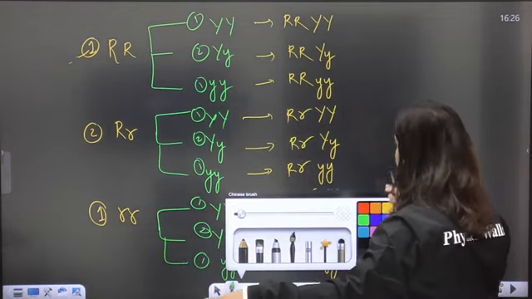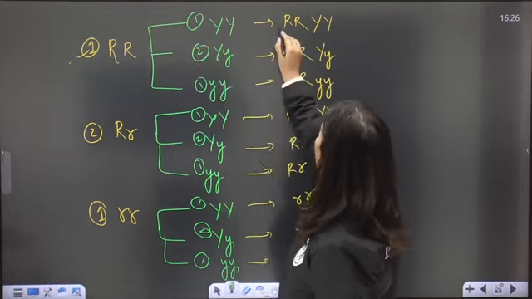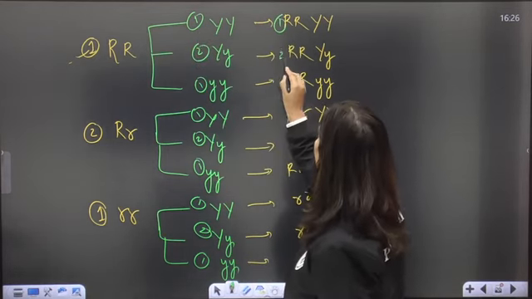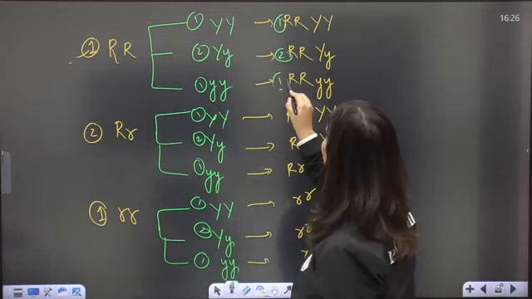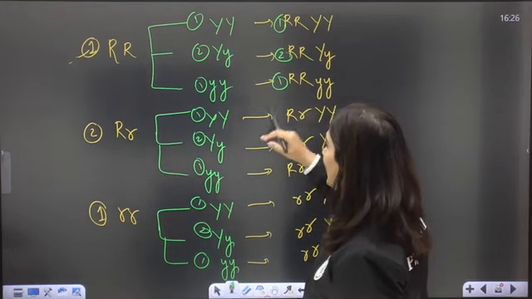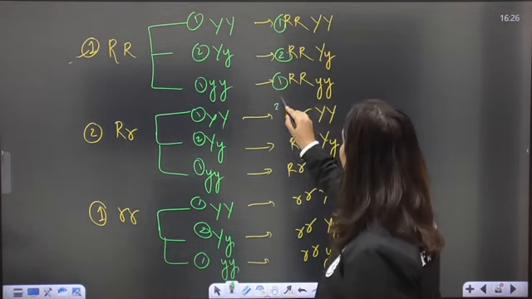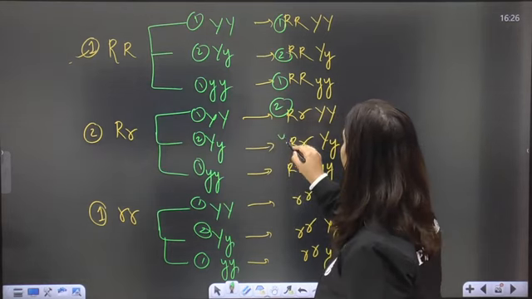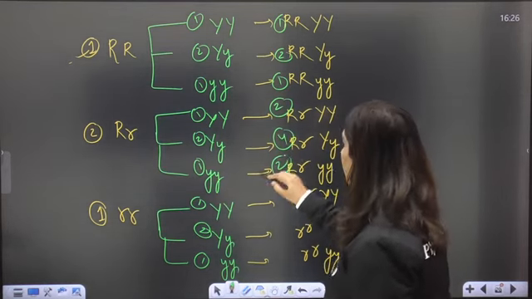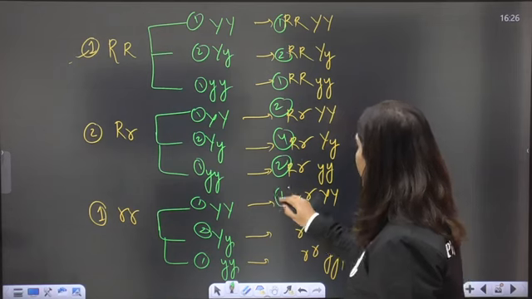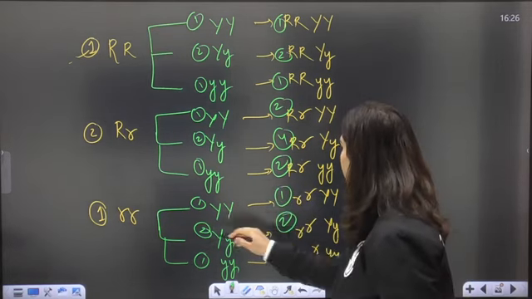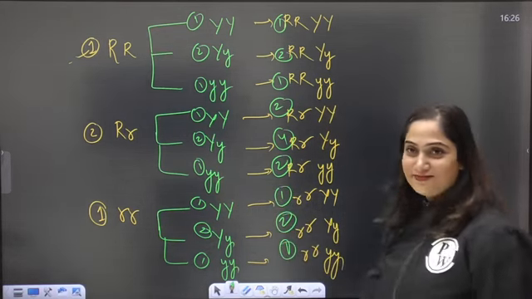Now multiply the numbers, beta. Multiply the numbers. 1 ones are 1. 1, 2, so 2. 1 ones are 1. So what came? 1:2:1. And 2 ones are 2. 2, 2, 4. 2 ones are 2. 1 into 1, 1. 1 into 2, 2. 1 into 1, 1. Right?